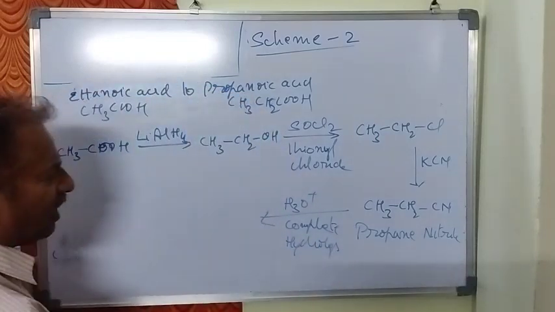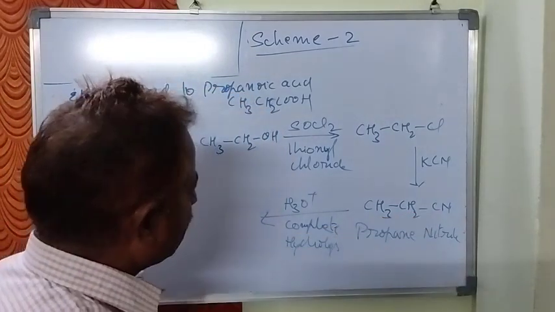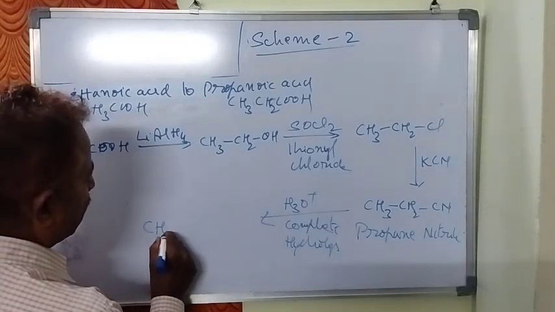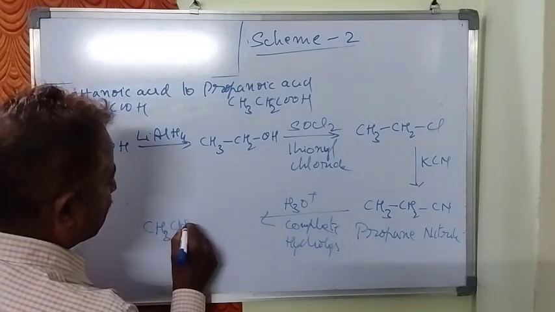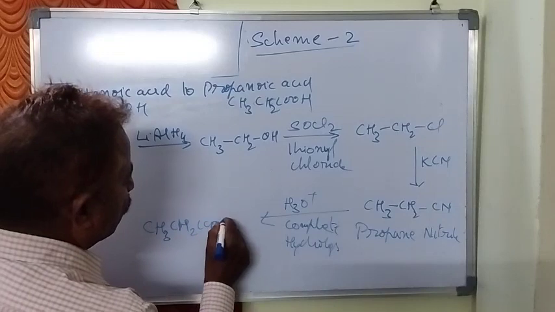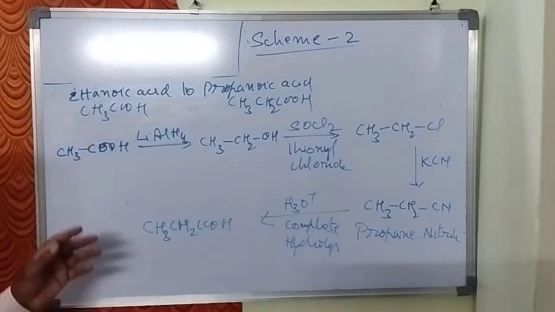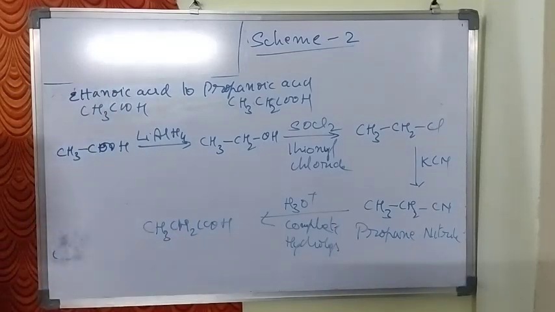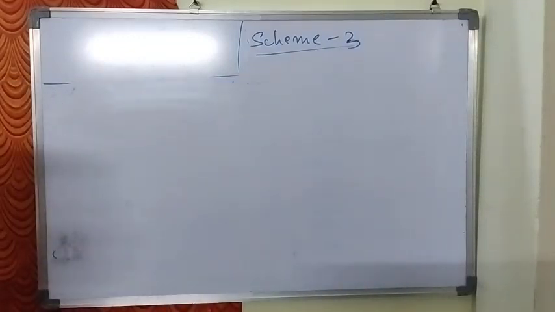When it is complete hydrolysis, what happens? This CN becomes COOH. Therefore, this is CH3CH2COOH. So in this way, we can convert acetic acid into propanoic acid. That is, one carbon becomes more. Now let us discuss scheme 3.